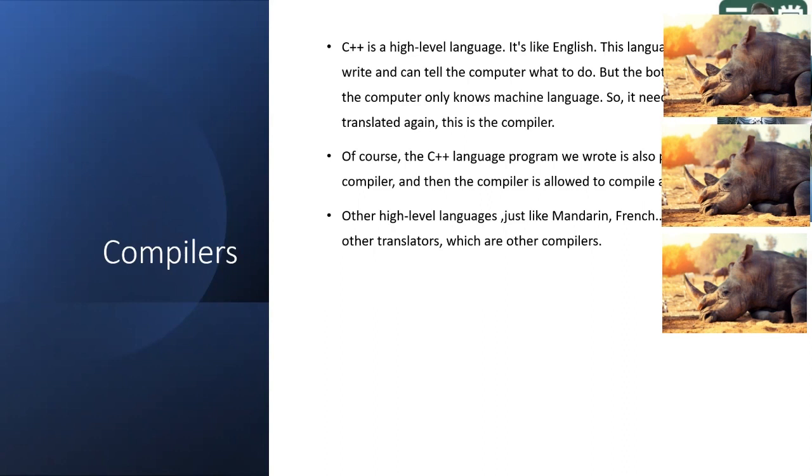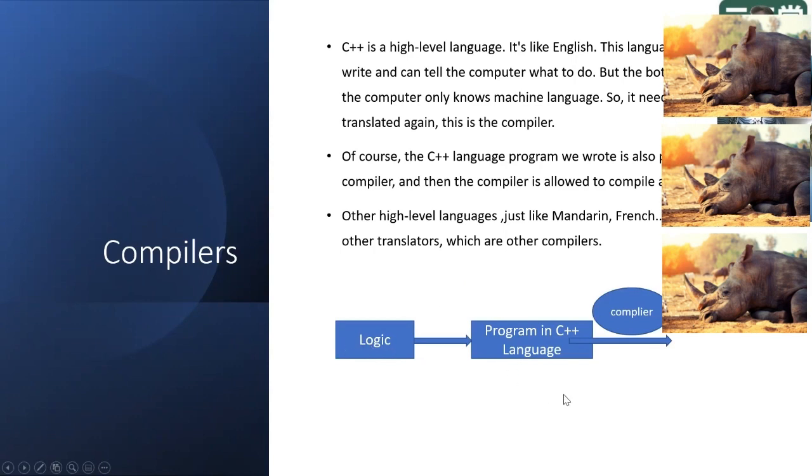This translator is called a compiler. So you write in C++, and you installed that Dev C++ I asked you to install on your computer, right? That's a compiler. So we write something in that compiler, and that compiler will help us translate our C++ to the machine language that the computer knows, right? So that's a translator, okay?